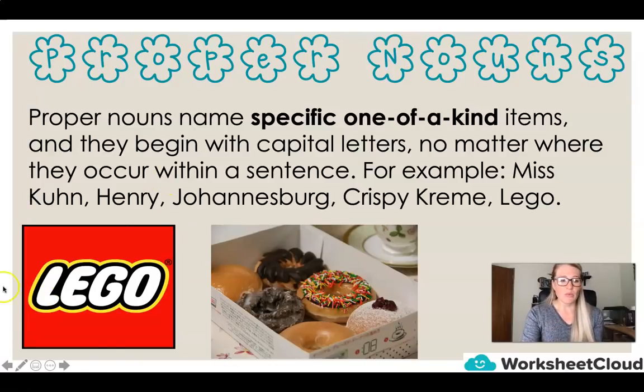So for example, if we have the name Lego, now Lego is a brand of toy, you know, the cool Legos that we put together. So it has to have a capital letter. The name of the donuts, Krispy Kreme, as you can see here, with a capital C, capital K. Your name, Henry, Tom, Susan, Peter, your name has got a capital letter. My name, Miss Kun, it is my name. It is specific to me. It is a one of a kind, just like you are one of a kind. And so proper nouns have to have a capital letter. Remember, proper nouns are names of people, places, or things.